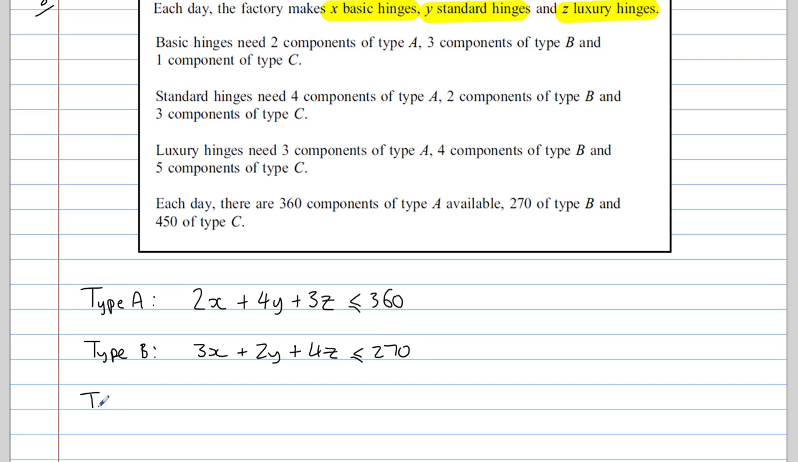Finally, for type C, to make all of the basic hinges, I need 1 component of type C for each, so that would just be X. I need 3 components of type C to make the standard hinges, so that's plus 3Y. And I need 5 components of type C to make the luxury hinges, so plus 5Z. And I have 450 available in total, so that must be less than or equal to 450. So these are my first 3 inequalities.